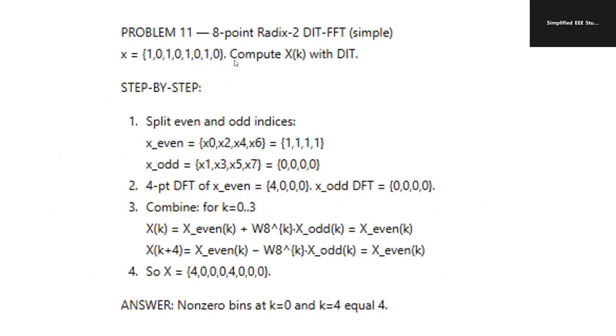So use this property. Then the 8-point Radix-2 DIT FFT. Okay, computation of the 8-point Radix-2 DIT FFT. So x is given, compute X of k with the DIT. Split the even and odd indices as shown here, first step. Then estimate the 4-point DFT of x even, this particular term. Then combine for k equal to 0 to 3, like X of k. Here you are supposed to consider the twiddle factor. Then finally capital X you are able to get like this. Okay. So non-zero means at k equal to 0 and k equal to 4 are equal.